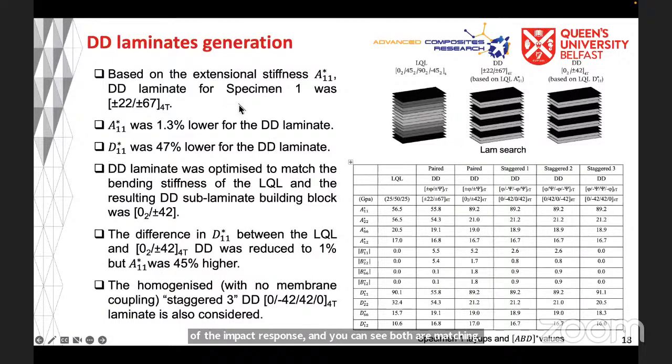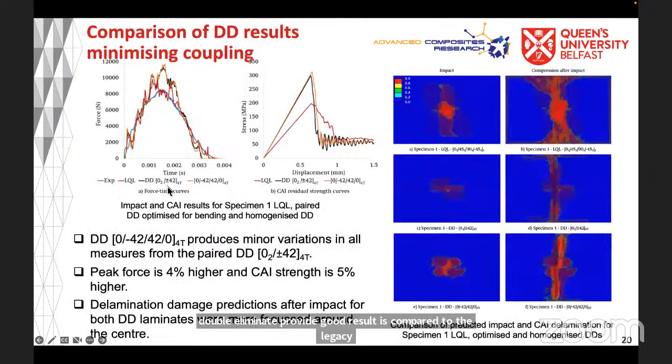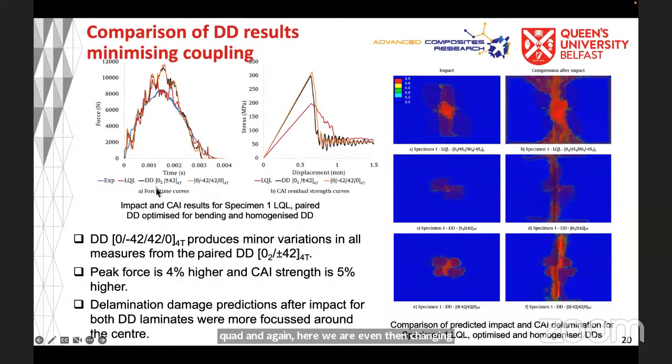And then for this legacy quad, based on different designs, we are creating different laminates. So one is this one, and one is this one here. Then we are comparing the response of these different double-double laminates with the conventional legacy quad laminate. And we can see that these double-double laminates provide good results as compared to the legacy quad. And here we are even changing the double-double to this design. So this one was 0 and plus minus 42, and this one is what we call the scatter design. So the scatter design provides even better results than this design here.